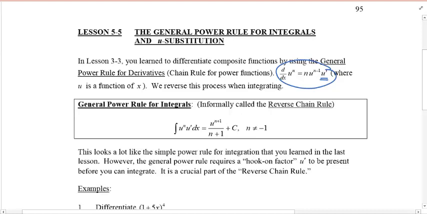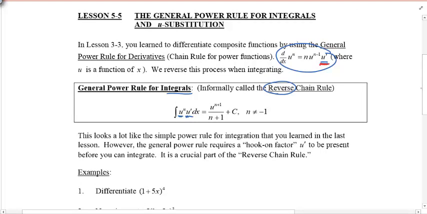Well, if I reverse this process when integrating, we have what we call the general power rule for integrals. And this is the case where, yes, it's some function u to the power n, but we also see the derivative of u attached next to it. And if that's the case, the antiderivative of this is just equal to the function u raised to the power of n plus 1 divided by n plus 1 plus c. So in essence, it's the reverse chain rule because you're trying to get rid of that u prime, where in the regular chain rule for derivatives, we added this hook on u prime.